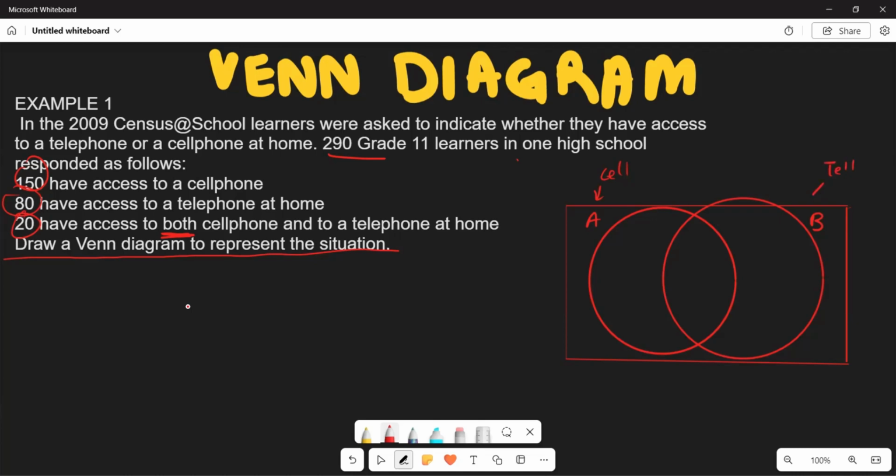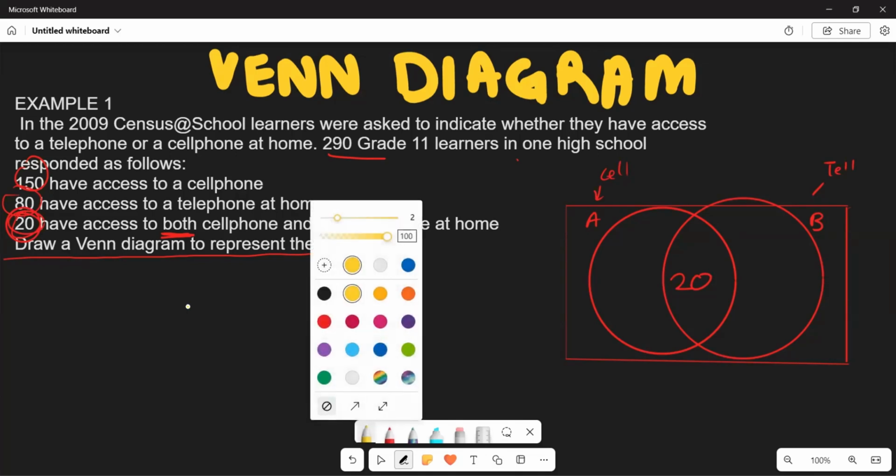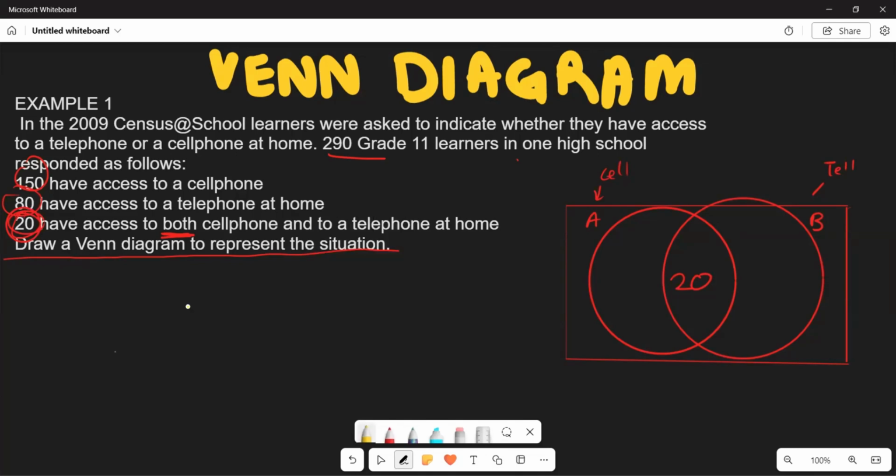The first thing you're going to start with is the middle, the intersection. The intersection is given by 20. Basically, learners who have access to both a cell phone and a telephone at home are 20. Now moving to event A, or rather cell phone, you have 150 learners. So for you to represent your event A, what is going to happen?